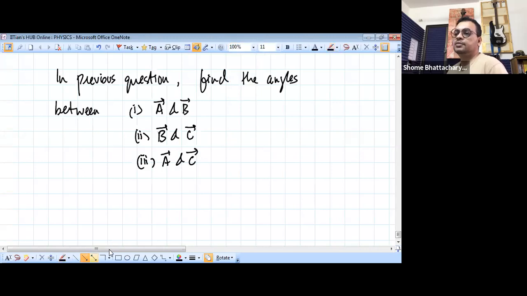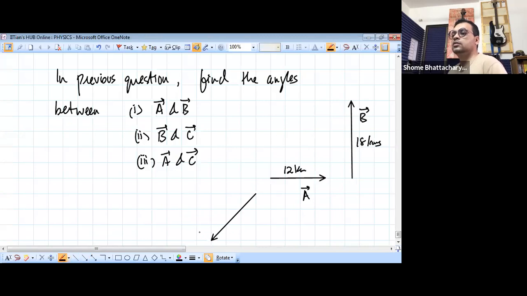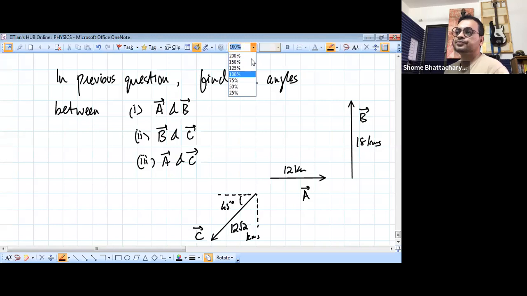Okay, and I'll just quickly make the diagram again for you so that you remember. So, E was a vector towards east. Now I'm not drawing it necessarily to scale. I'm just making a rough diagram here. B was a vector which was towards north. And this was 18 kilometers. This was 12 kilometers. And C was a vector which was towards southwest, sorry. Okay. 45 degrees. So C was 12 root 2 kilometers. So now what is the angle between A and B and what is the angle between B and C?